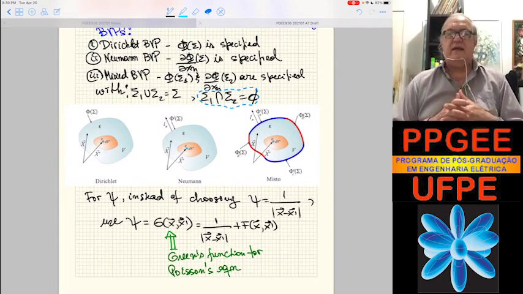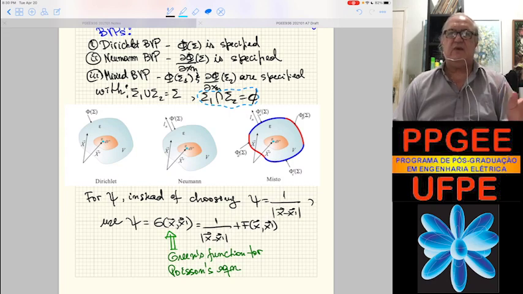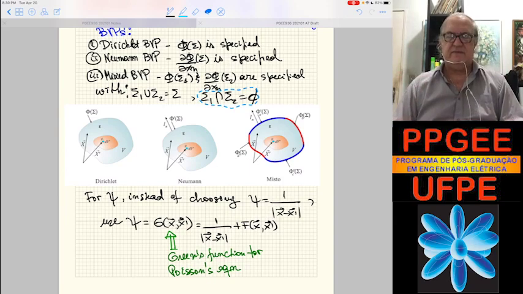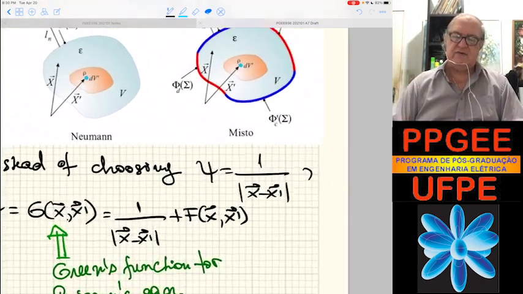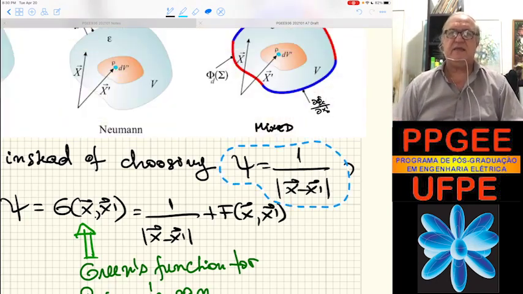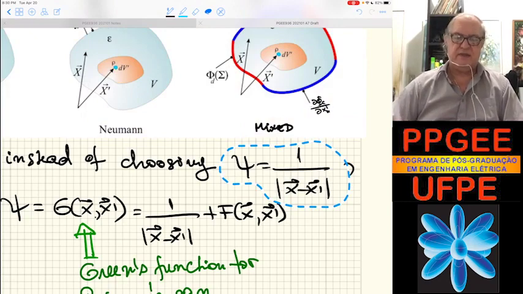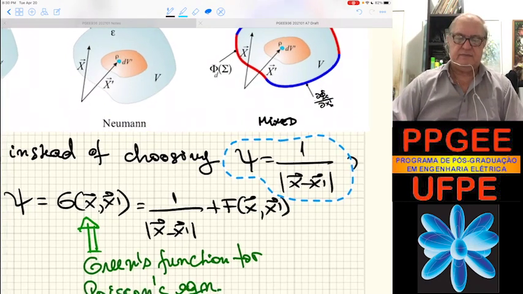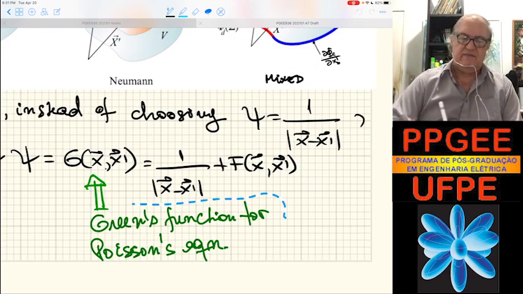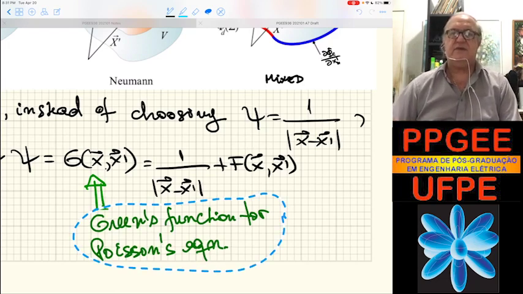Well, how can we show that the solution depends exclusively on one or other condition? Let's say potential or normal derivative. Well, instead of choosing the inverse function, we can choose a general class of functions called the Green functions, which have a general form, which is the inverse function plus an additional function. This is going to be called the Green's function for Poisson's equation.